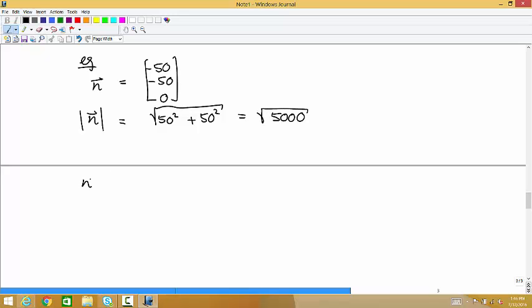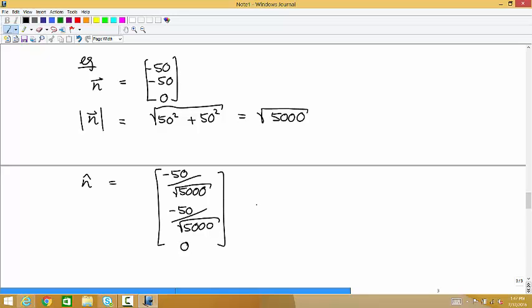And now the unit vector in that direction is negative 50 over square root of 5,000. Negative 50 times the square root of 5, negative 50 divided by the square root of 5,000, 0. And when you normalize this vector, you get negative 0.7071, negative 0.7071, 0. So that 0.7071 is just what you get when you normalize that vector, make it have a length of 1.